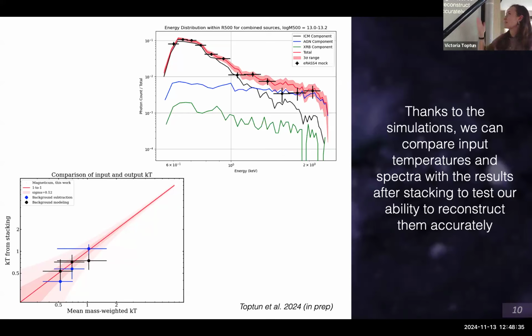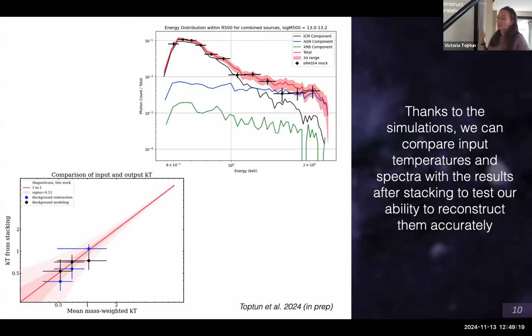And you can see that mock observations and mock stacking and original spectra are really nicely consistent with each other. So we really can reproduce the spectrum by our stacking procedure. And also on the lower panel, I'm showing the comparison between temperatures that we can reproduce using stacking with mass weighted temperature originally from simulations. And we can see quite nice agreement within the error bars between these two values. So we can also reproduce a temperature of the halo by stacking procedure.